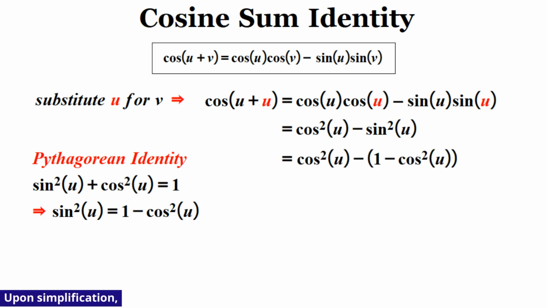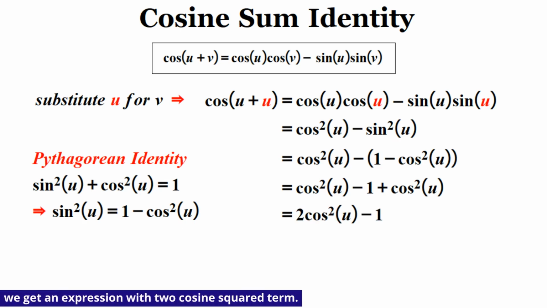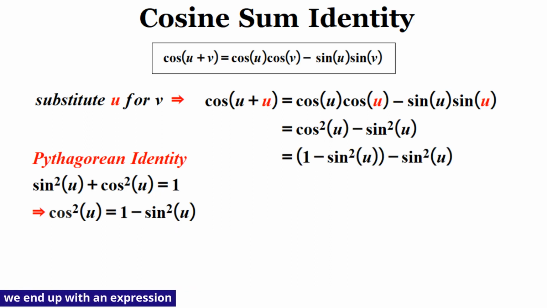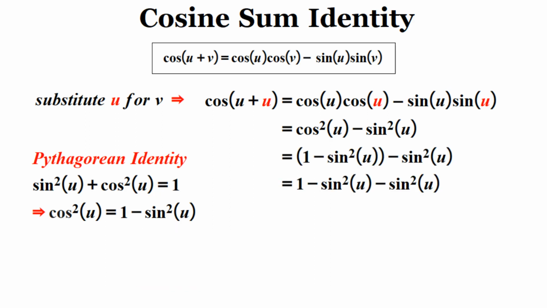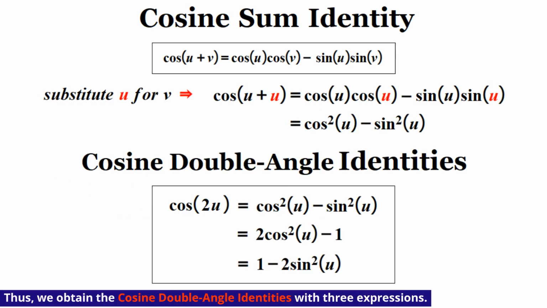Upon simplification, we get an expression with 2 cosine squared term. Again, using the Pythagorean identity to replace cosine squared, we end up with an expression involving 2 sine squared term. Thus, we obtain the cosine double angle identities with 3 expressions.